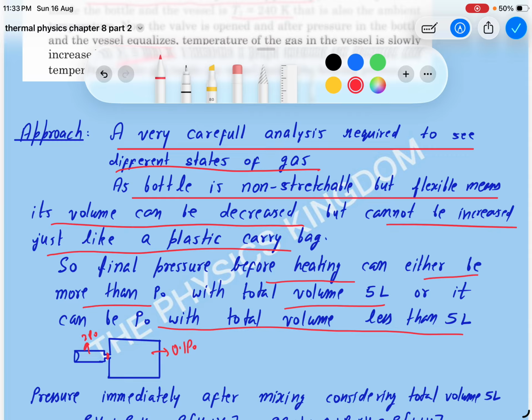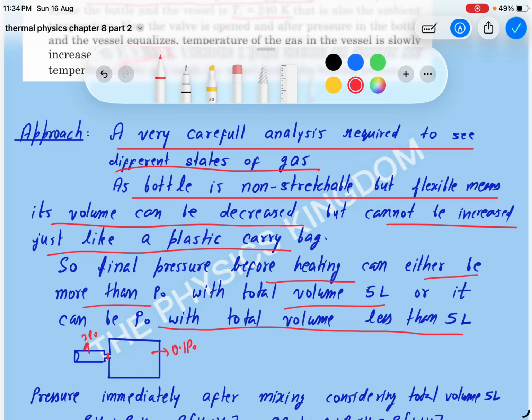If suppose the final pressure is more than P naught, then no problem. The shape of the bottle will remain as it is, it will not change. But suppose on mixing its pressure becomes lesser than P naught. Then what will happen? Because the bottle is flexible, if pressure inside is less, it means the outside pressure is more, so it will try to compress the bottle, and it can be compressed, no problem, because it is flexible.